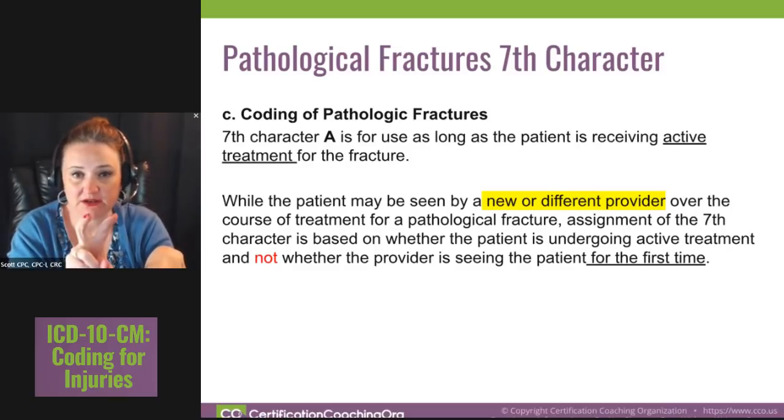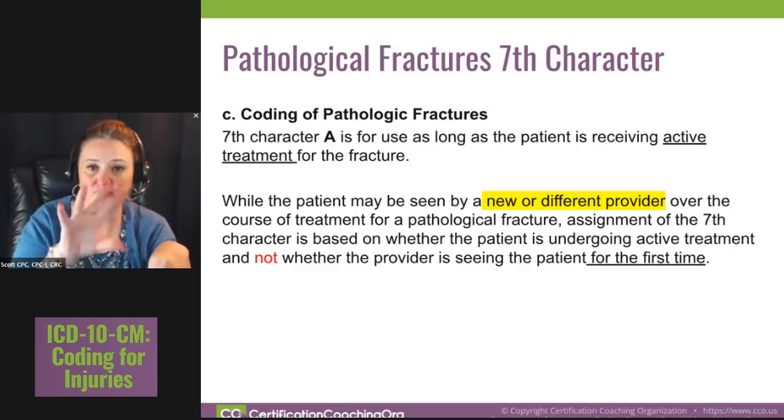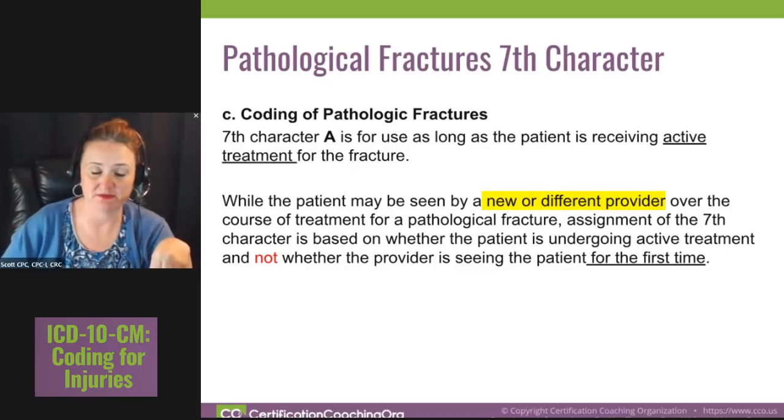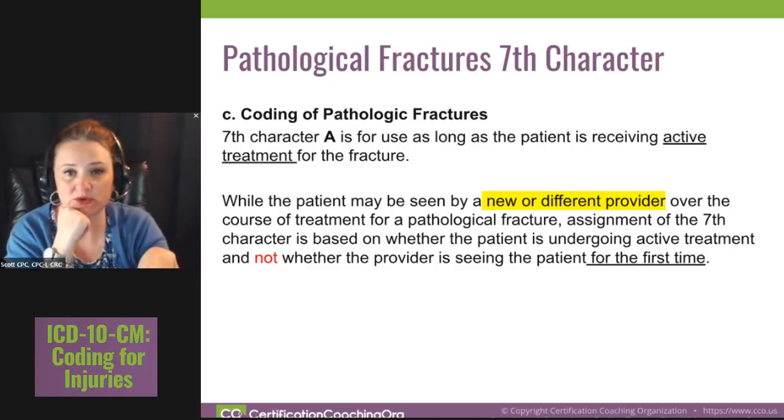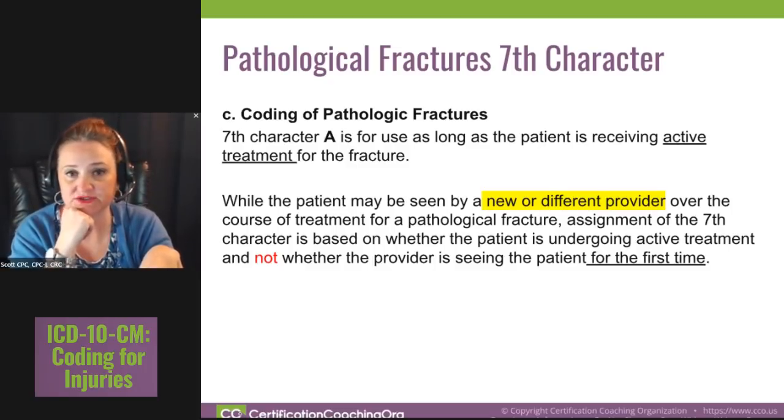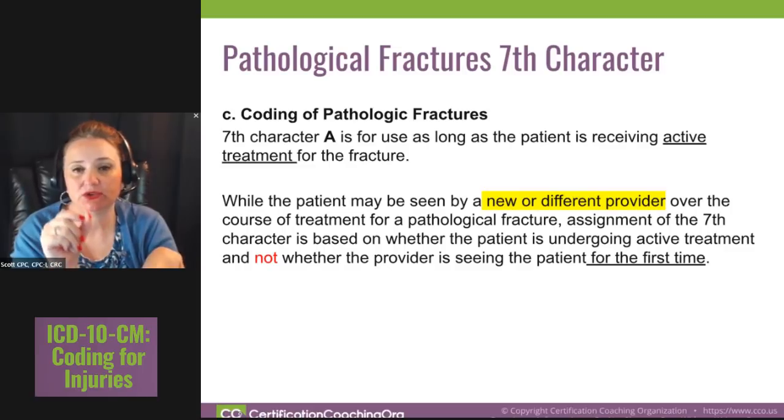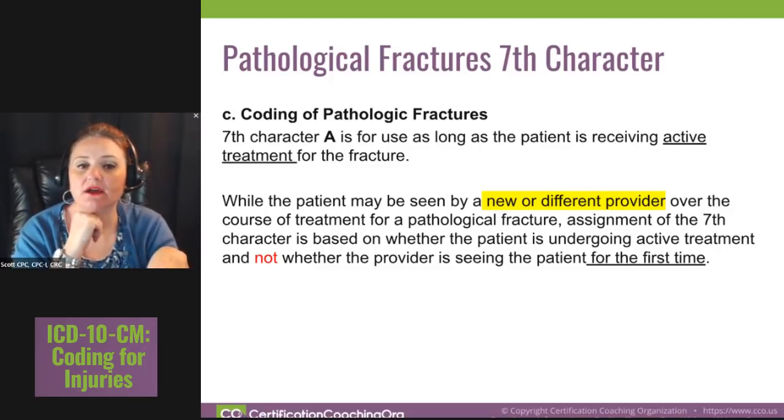Okay, so again, as we walk through the guidelines from the top to the end, this is what came up first, the pathological fractures. So that's why we're bringing that up. So whenever we look at a pathological fracture, right, the initial encounter or active treatment for the fracture will be an A. The seventh character is going to be an A.